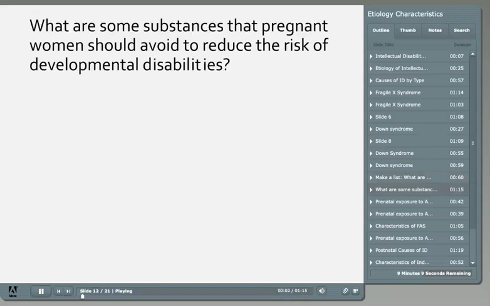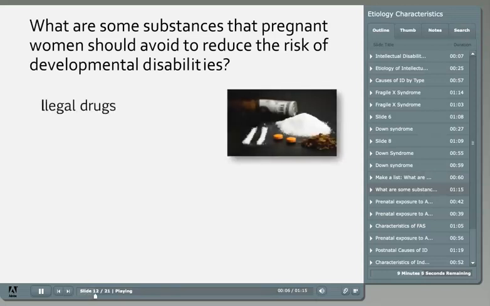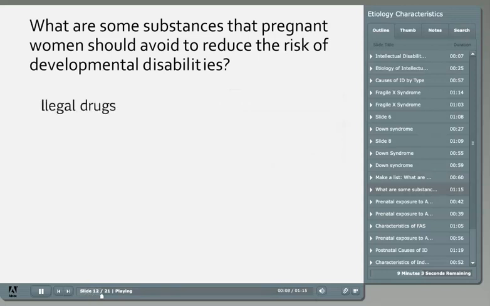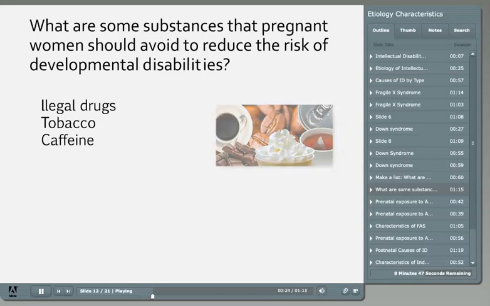What did your list contain? Of course, women should avoid street drugs. They should also avoid marijuana and tobacco. Women who smoke during pregnancy are more likely to have babies who are born early or who are too small. Smoking also increases the risk of miscarriage and preterm labor. There is also some controversy about caffeine.